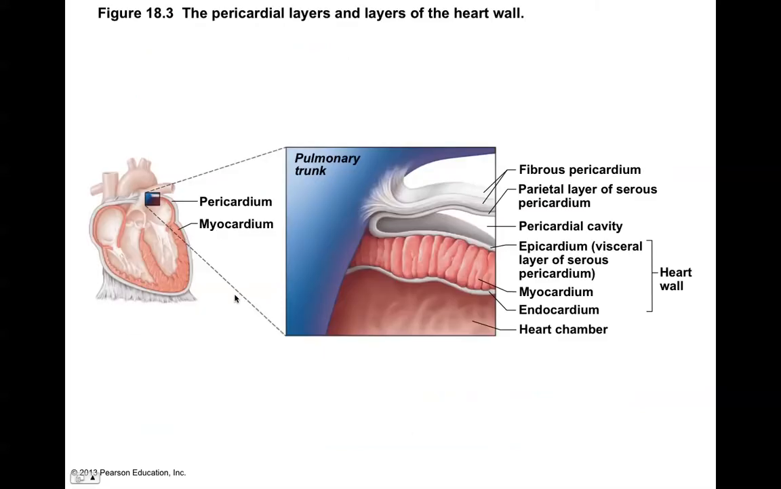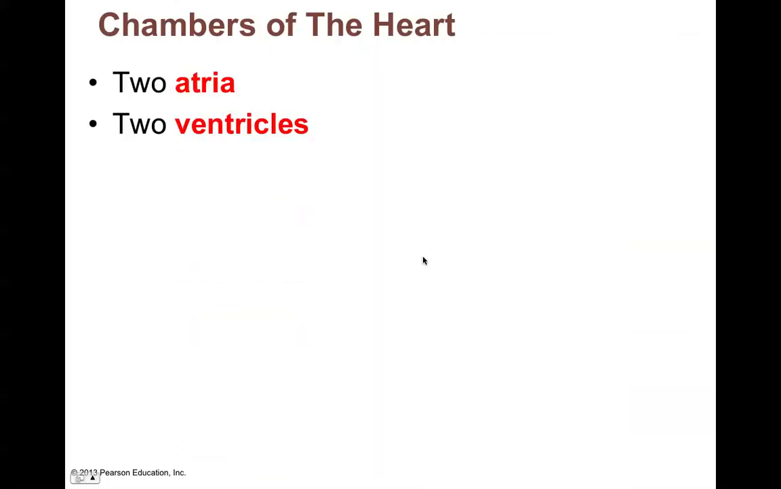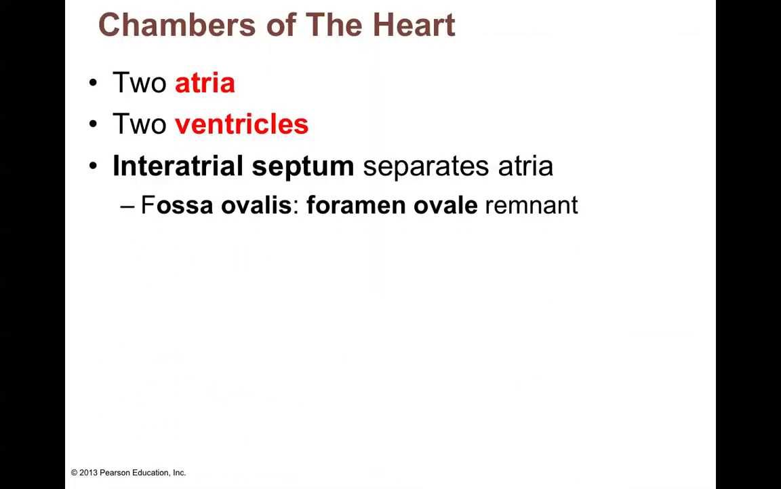And here again are the layers, the pericardial layers and layers of the heart wall. And this is actually showing the circular and spiral arrangement of these cardiac muscle bundles in the myocardium. It's quite complex. So now we're going to look inside the heart. The chambers of the heart include the two atria at the top, superior, and then inferior to the atria we have the ventricles.